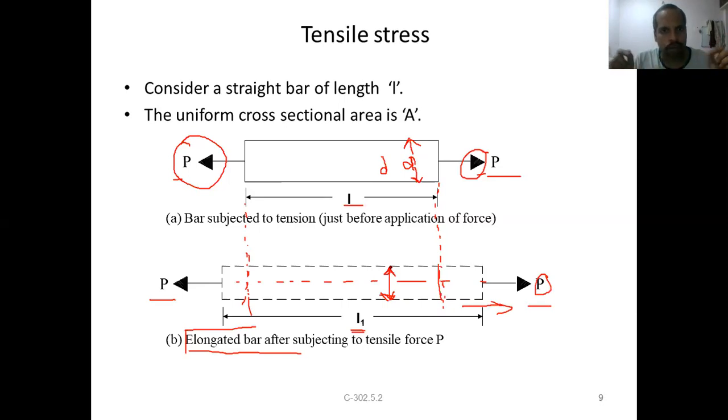That depends on the type of member, of course. So change in length will take place. Whether it increases or decreases? Yes, it decreases. Along the other dimension, it decreases. Along this dimension, it increases.